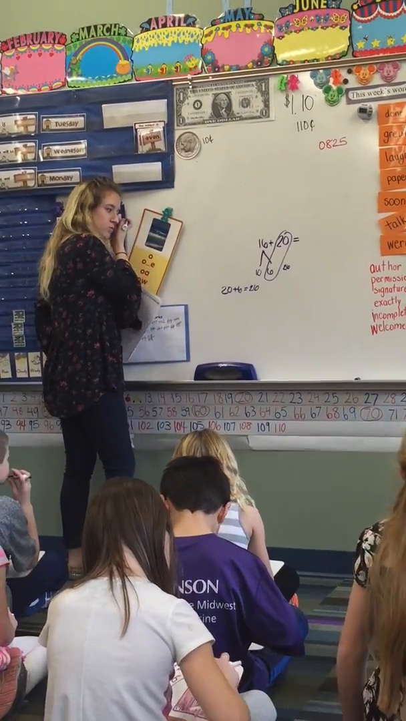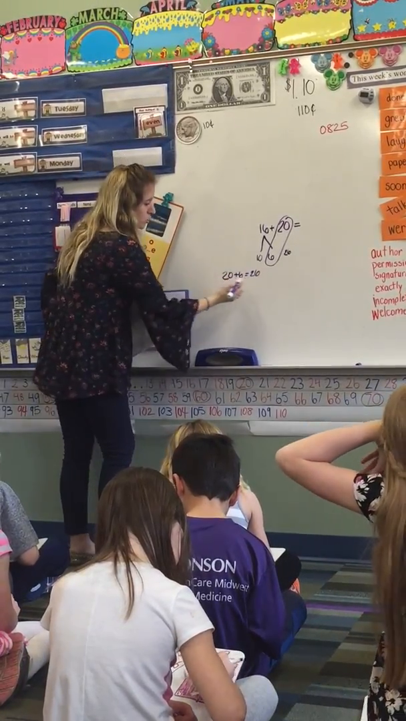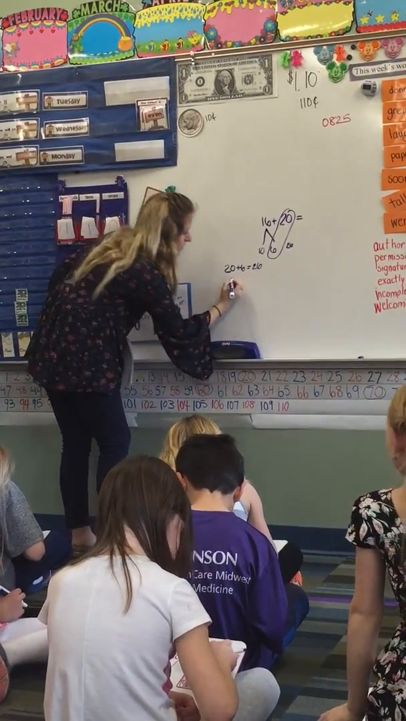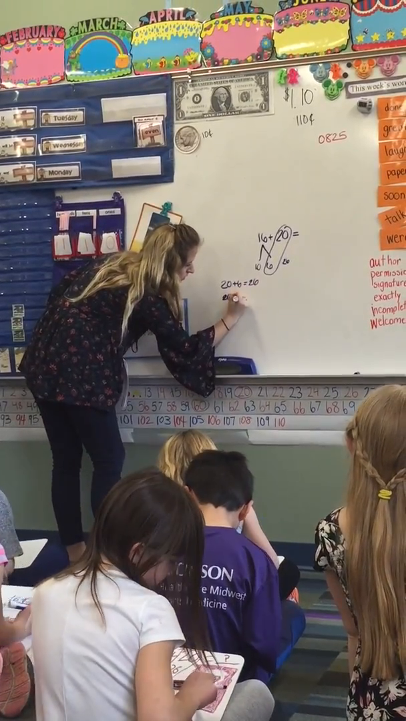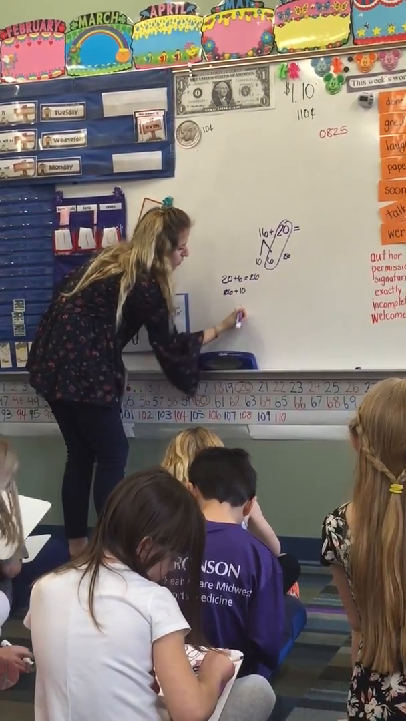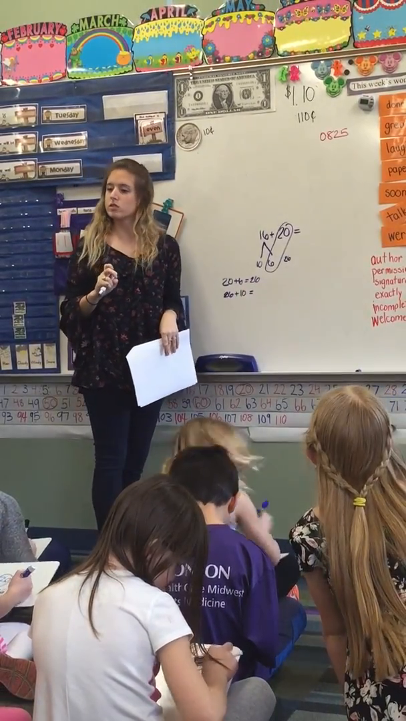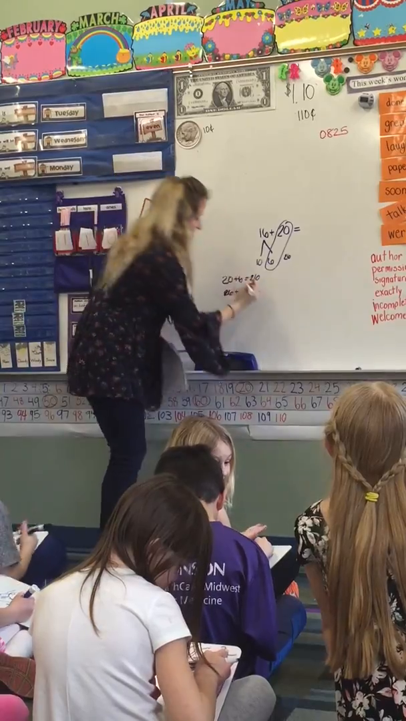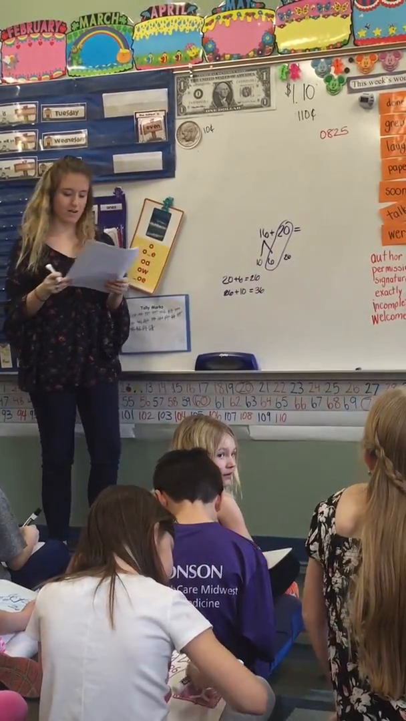Now, what are we missing? What do we still need to add? The 10. So we're going to start with our 26, because that's what we have so far. That was our most recent total. And we're going to add 10 more. 26 plus 10 equals 36. That gives us our answer.